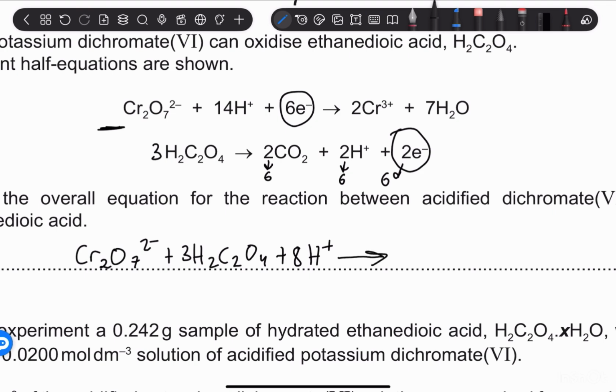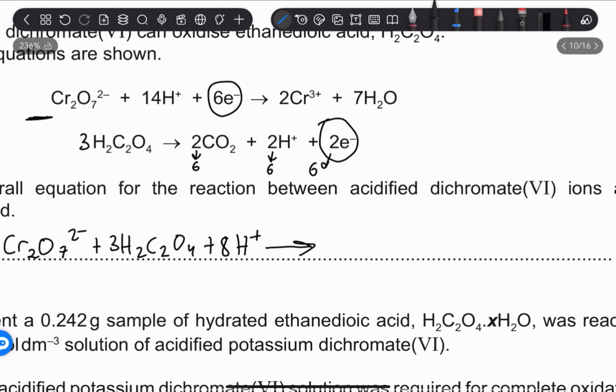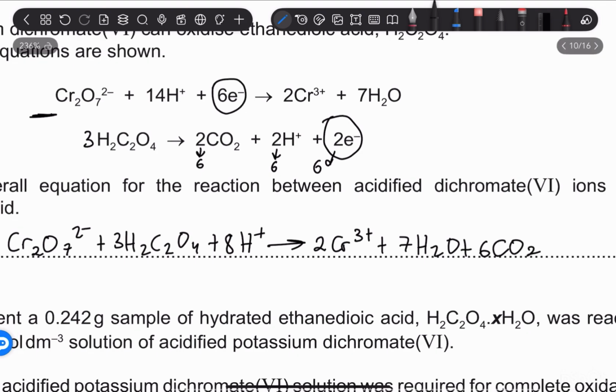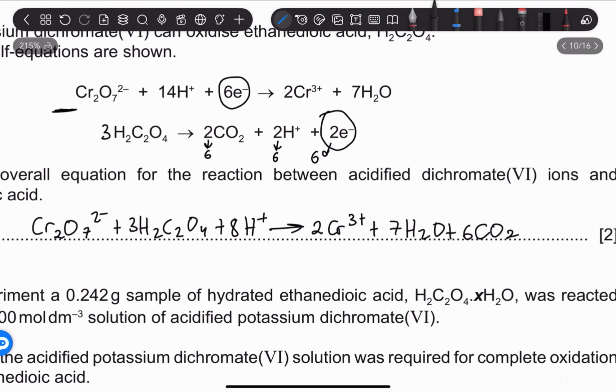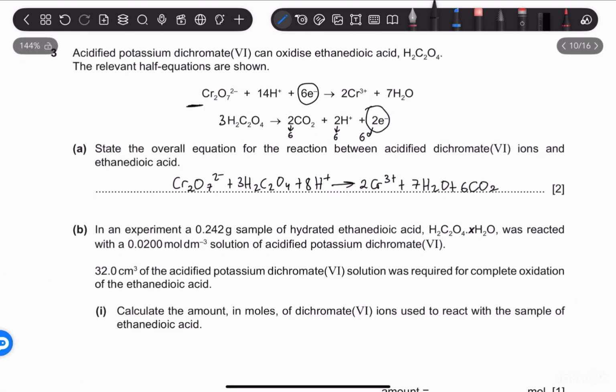So our right hand side would give us 2 Cr3+ plus 7 H2O plus 6 CO2. That is what we get. And that is our overall equation.